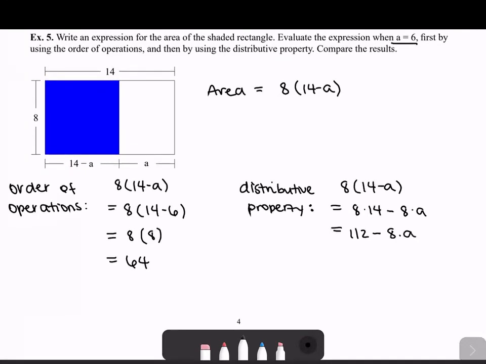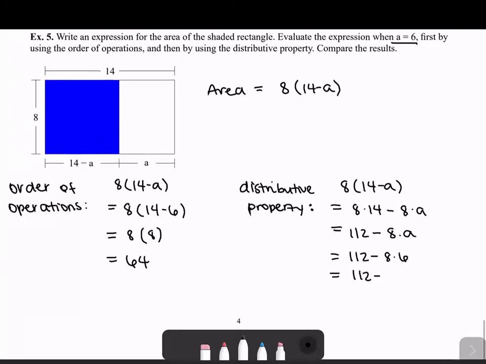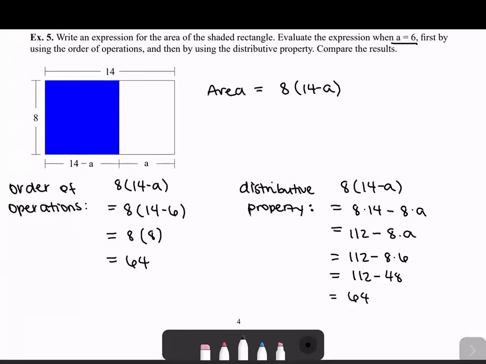And now that we've done the distributive property, now we want to substitute a equals 6. So this is 112 minus 8 times 6, which is 112 minus 48, which is indeed 64. So these both gave us the same answer. And this may seem kind of odd to you because our order of operations tells us we need to subtract first. But this is one interesting thing to point out: although we have this order of operations that tells us this is the standard way of doing things, there's a way around it.